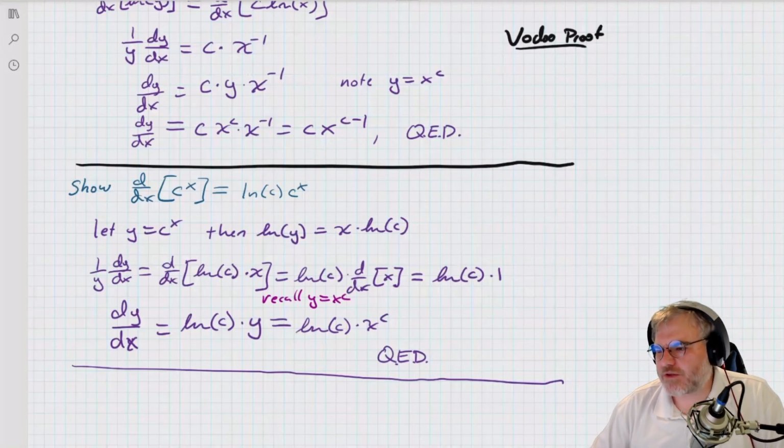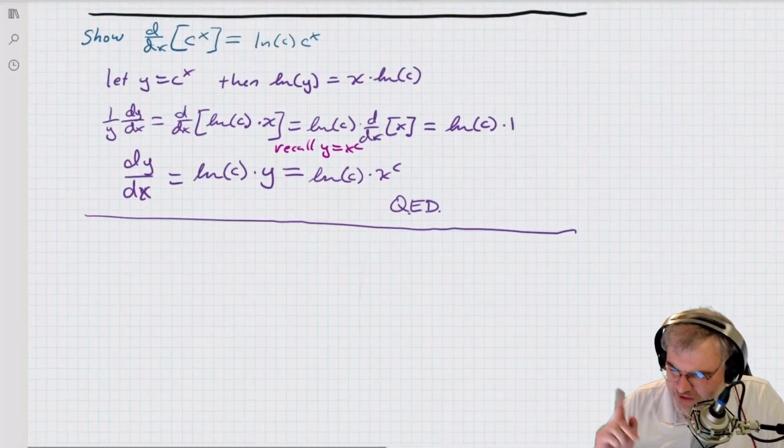Okay. Well, let's do the cheap proofs. Cheap product rule proof.